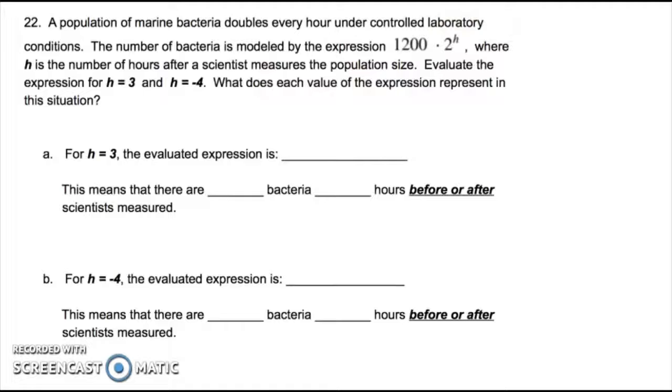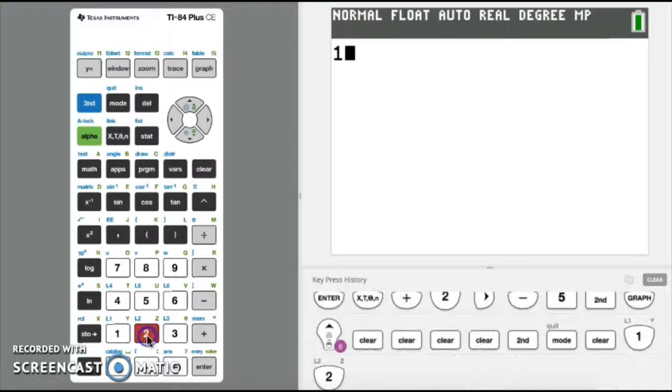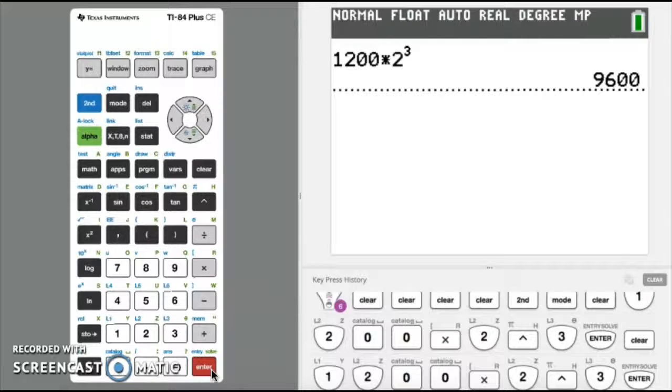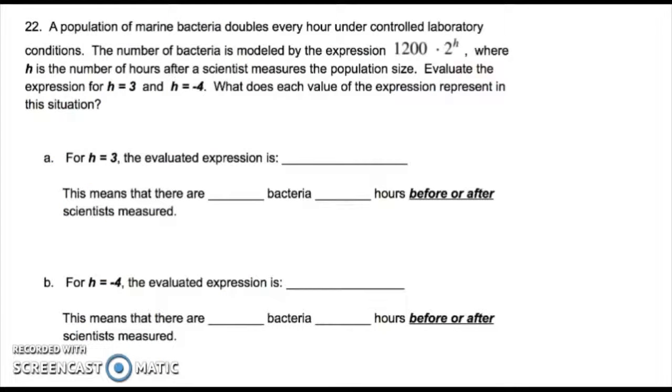And doing that, let's look at it. So I have 1,200 times 2 to the third power. That gives me 9,600. So let's put that in for the answer. So the evaluated expression is 9,600. That means there are 9,600 bacteria. Now, seeing how this is a positive number, starting point is 0. Since this is a positive number, it would be 3 hours after the scientist measured.